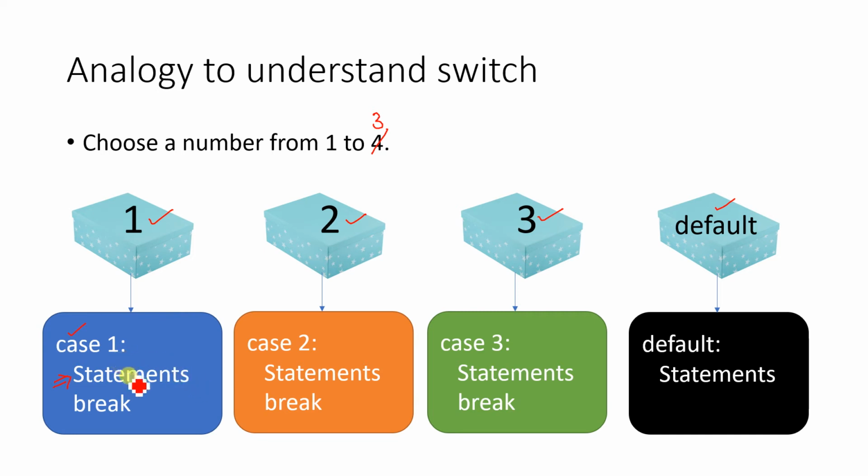And every case has to end with another keyword that is called break. What the break keyword will do is bring the control out of the switch statement, the entire switch statement, not only case 1. You will shortly notice how this break will work when I explain the syntax in greater detail. But just think over here that every box, or every choice of a box, is represented like case 1.